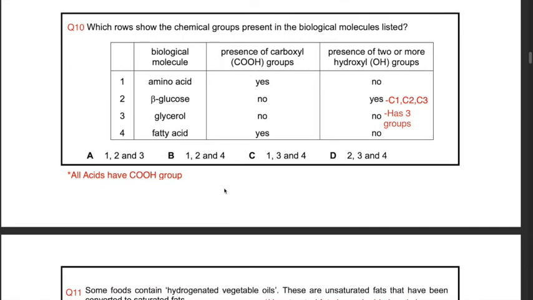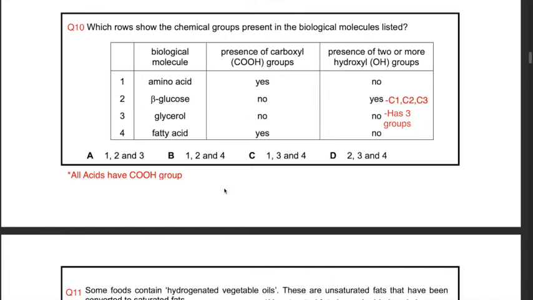Question 10. Which rows show the chemical groups present in the biological molecules listed? If you go to the rows, row number 3 is obviously incorrect, because if you look at presence of 2 or more hydroxyl groups, they have mentioned no. However, it should be yes, because the glycerol molecule has 3 OH groups. Therefore, row number 3 is obviously incorrect, and if you go to the answers A, B, C and D, all A, C and D have 3 in it except B. Therefore, the answer should be B, 1, 2 and 4.